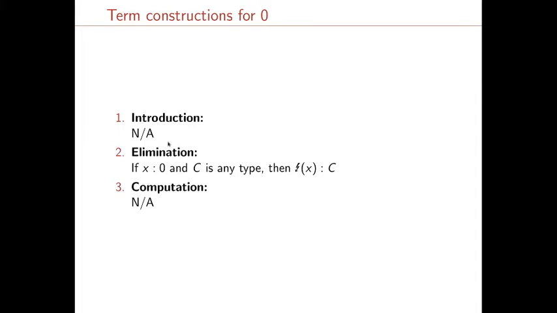The elimination rule for the false proposition said that if we have a proof of false, then we can deduce from that a proof of any proposition. So here we think of x colon 0 as a proof of the false proposition, and then if C is any proposition, we get a proof of that proposition, and we call that false elimination. In Lean it is called false.elim. And there is no computation rule since there is no introduction rule.